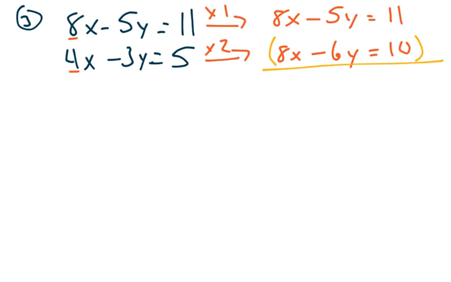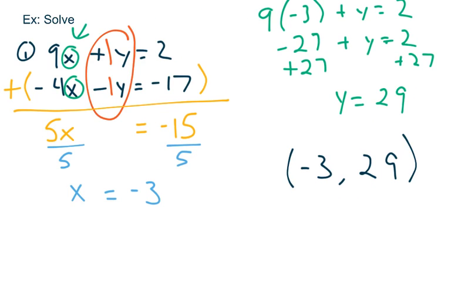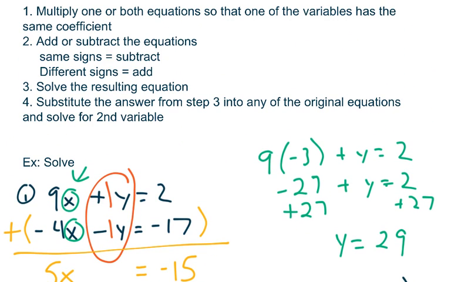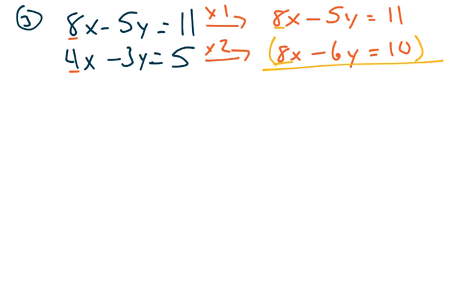This time, the x values have the same coefficient, and the signs are the same. If they have the same signs, let's go back to the steps. Same signs mean subtract. Whoops, I just crossed it out. Subtract. Okay, so when we go back to our problem, we have the same signs, so we're going to subtract the two equations. 8x minus 8x is 0x. Negative 5y minus negative 6y.